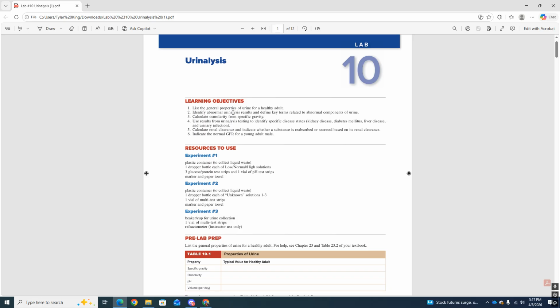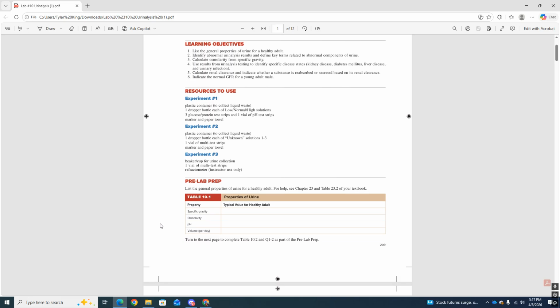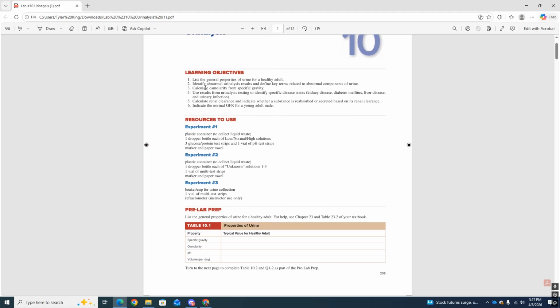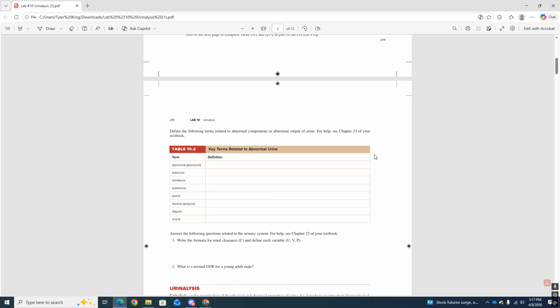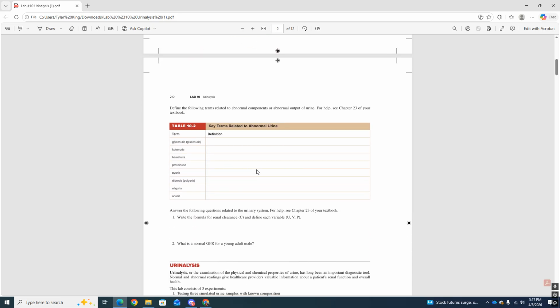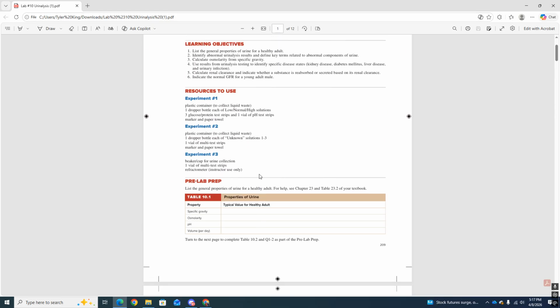So, 6 learning objectives. The first one is done in this section of the pre-lab prep right here, so we'll get that done right away. Some of the other ones here: identify abnormal urinalysis results and define key terms related to abnormal components of urine. That'll be done primarily in this section right here. Okay. So with that, without further ado, let's get rolling.